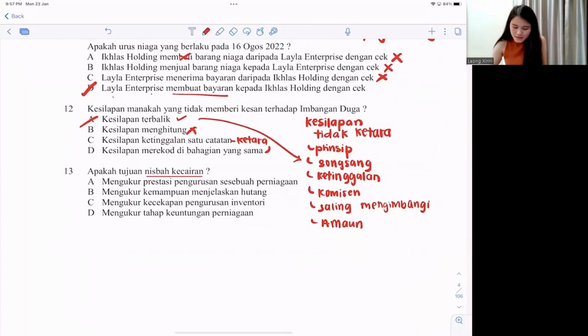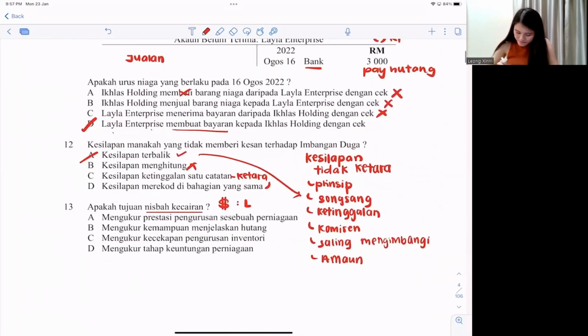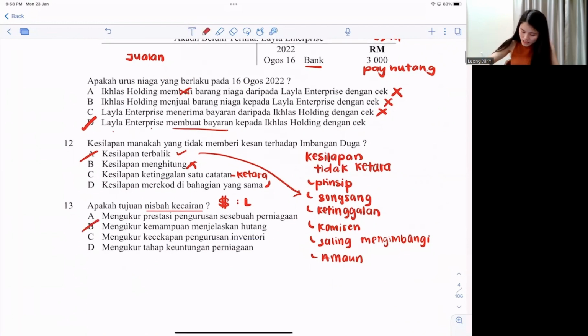Apakah tujuan nisbah kecairan? Kecairan is actually to compare our money with liability. Okay, it means asset and liability. So it's to see how well you can pay back your hutang. Mengukur prestasi pengurusan? No. Mengukur kemampuan menjelaskan hutang? Yes. Mengukur kecekapan pengurusan inventori? This one is nisbah kecekapan. This one also. Okay, now tahap keuntungan is nisbah keberuntungan.